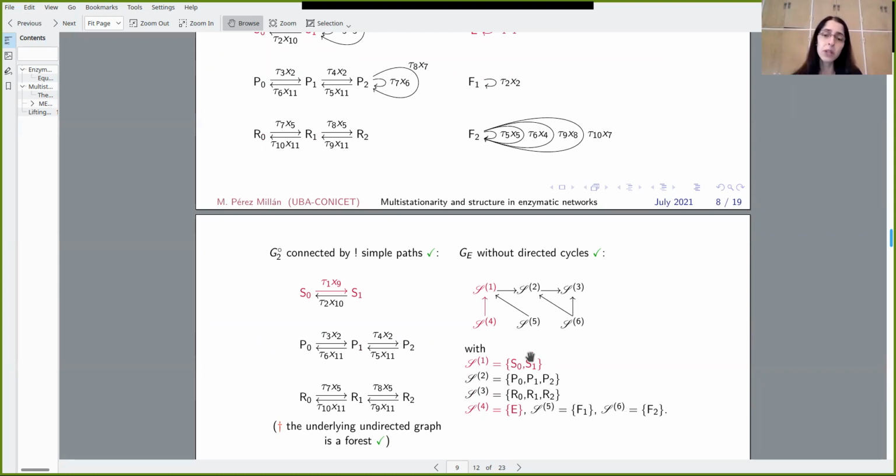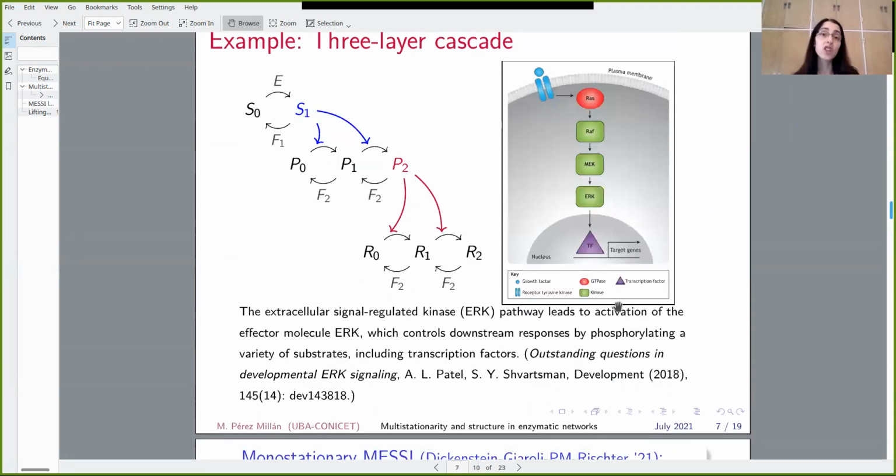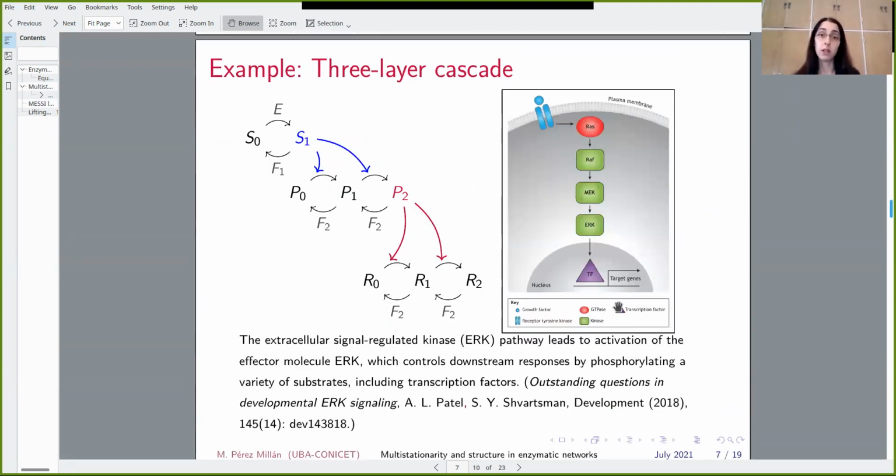So as S0 becomes S1 with the aid of E, we have an arrow that goes from the set of E S4 to S1, which is the set of the S, and so on. For instance, S1 gets transformed into S0 with the aid of F1, so we have this arrow here. And we have to check if there are directed cycles in this graph, and this is not the case because we have a cycle here, but it's not directed. So we're fine, and this three-layer cascade then is monostationary without any intermediates.